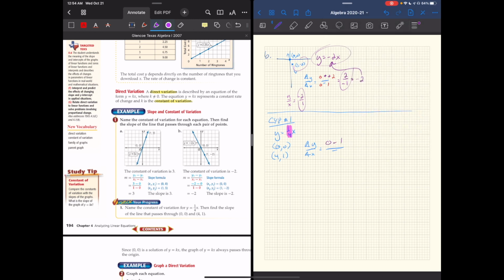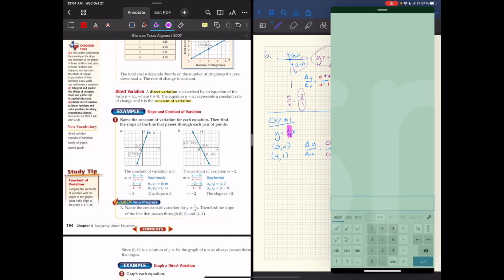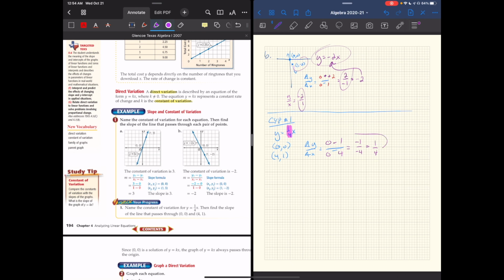0 minus 1 for the numerator, 0 minus 4 for the denominator. Again, y over x, make sure you're doing that. You get negative 1 over negative 4, which of course simplifies to 1/4, and that's what we see there.